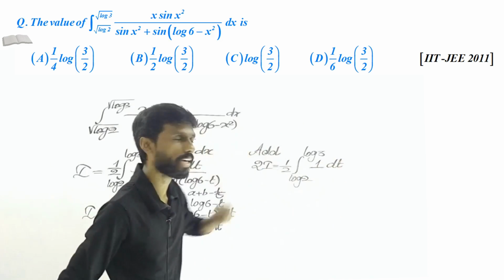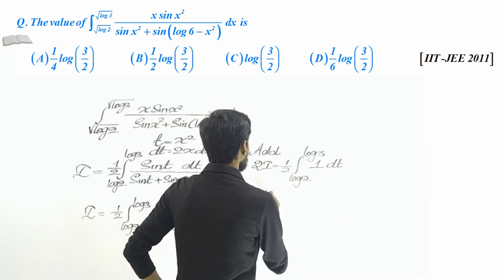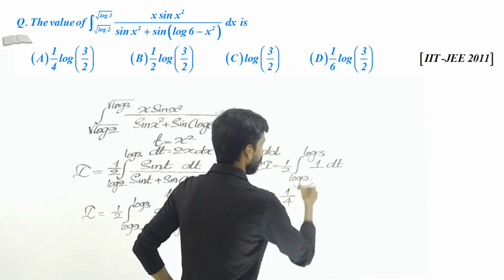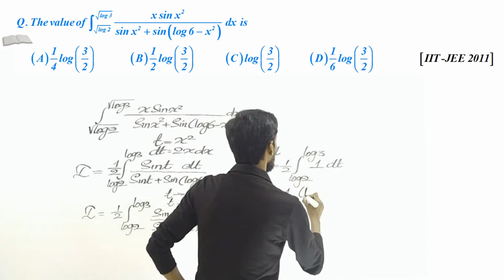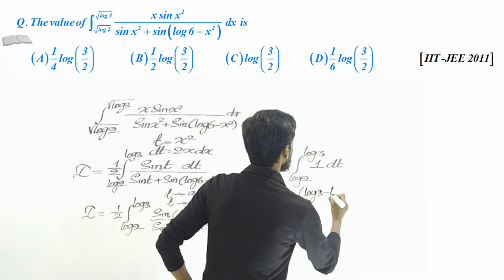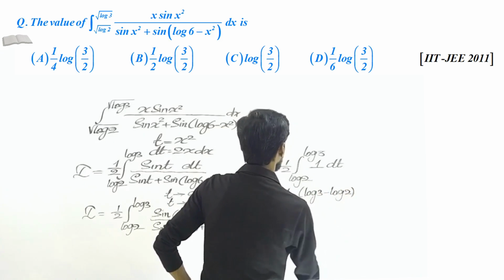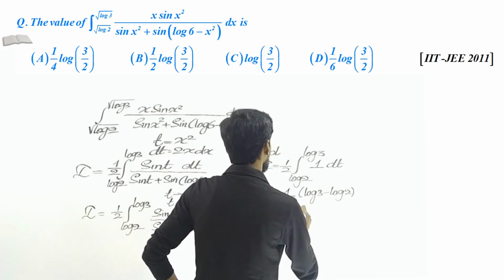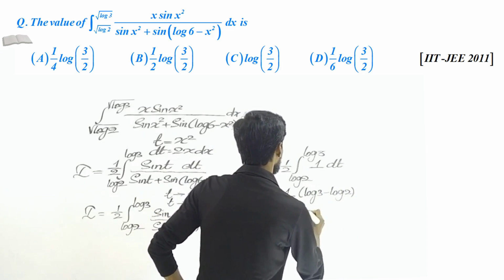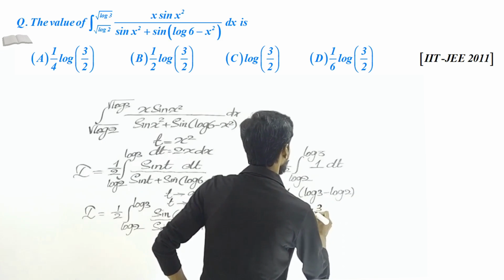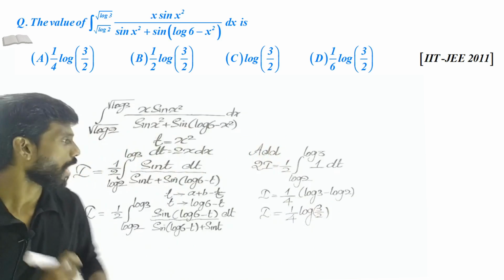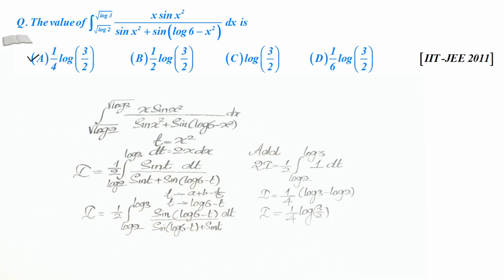So that's all, so that integration can be done. So I is equal to 1 by 4 times the integration of 1 by x, which is log 3 minus log 2. So this answer is log 3 minus log 2, so this is 1 by 4 log 3 by 2. So that is the required value of I. So the value of I is 1 by 4 log 3 by 2.